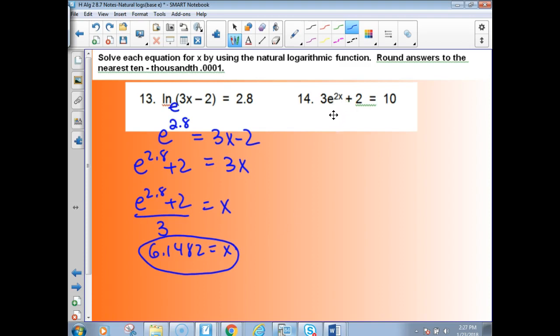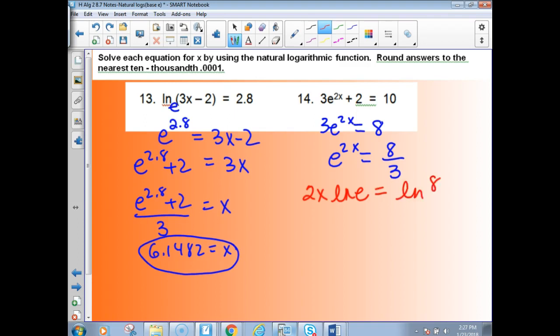Next one, I'm going to get that e to the 2x all by itself before I do anything. So 3e to the 2x, subtract 2 from both sides to get 8. Divide by 3, just leave it as a fraction, 8/3. Now I'm going to take the natural log of both sides, and I'm going to bring the 2x exponent out front. 2x times the natural log of e equals the natural log of 8/3. Natural log of e is 1. So all I have to do to get x is figure out what the natural log of 8/3 is and then divide it by 2.